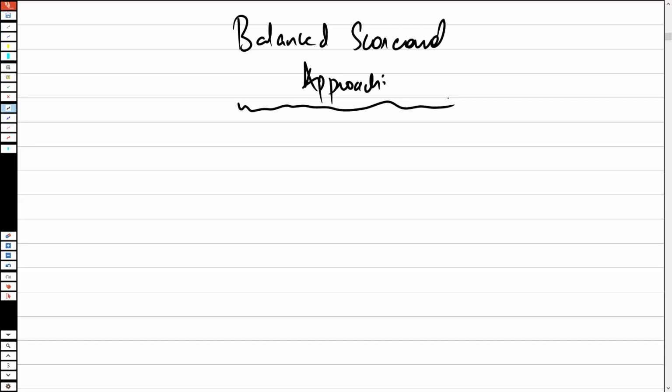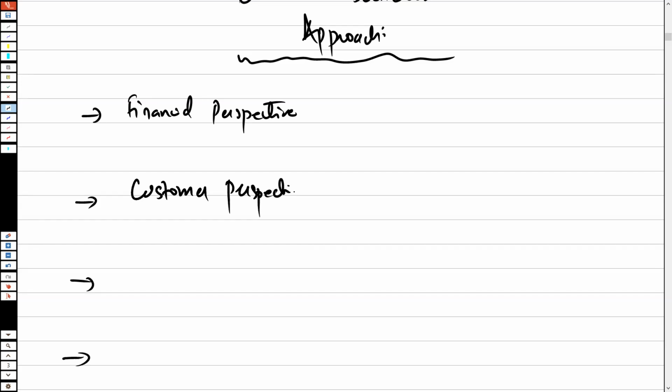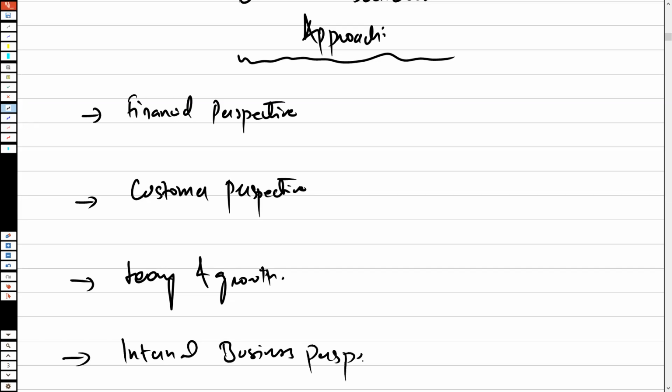The concept of the balanced scorecard approach is that you try to measure the performance of the organization using four perspectives. What are those four perspectives? One of them is called the financial perspective. The other one is called the customer perspective. The third one is called the learning and growth perspective. And the fourth one is called the internal business perspective.